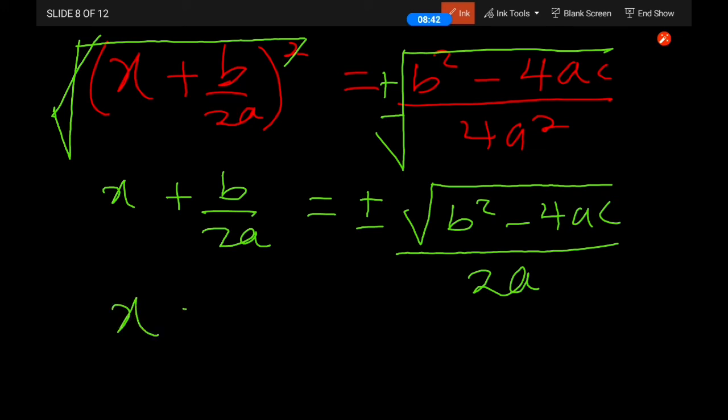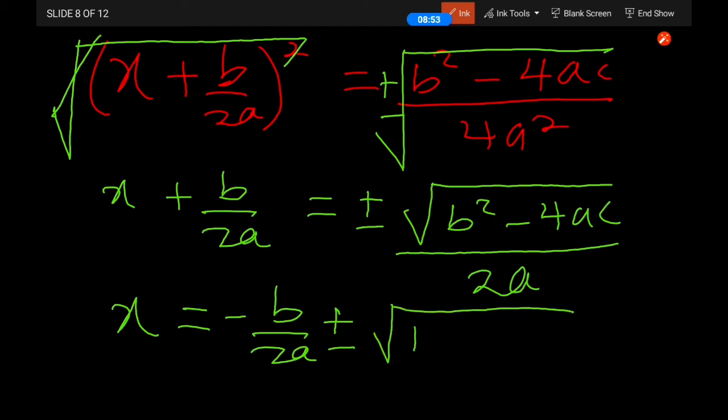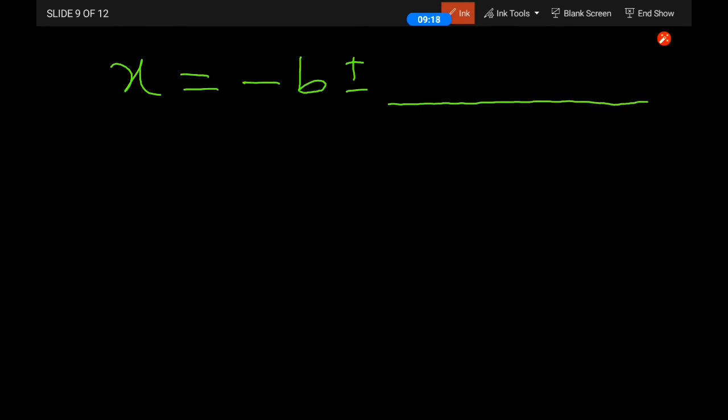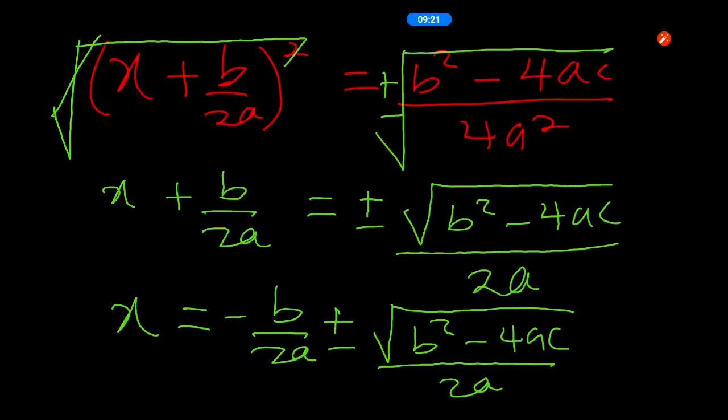So take this b over 2a to the other side. So we have x, it will now be equal to what? Minus b over 2a plus or minus square root of b squared minus 4ac everything over 2a. What do you think is common here? The LCM is 2a. Very good. So that my x will now be equals to minus b plus or minus. Look at that now. The LCM there is what? 2a. You can see that.